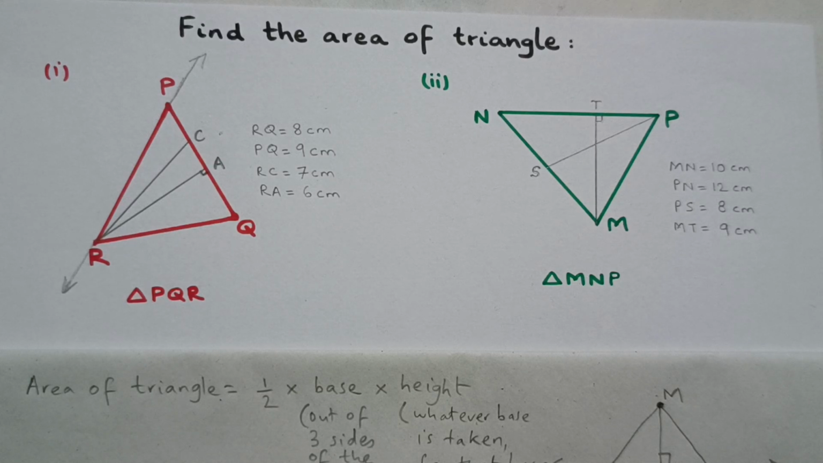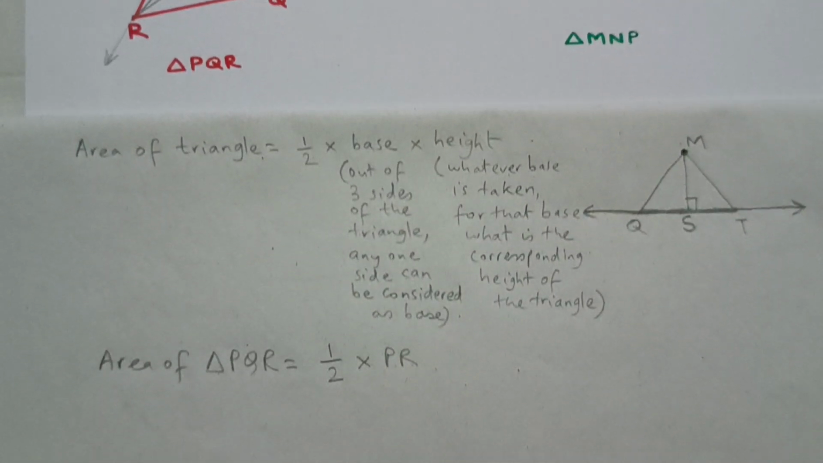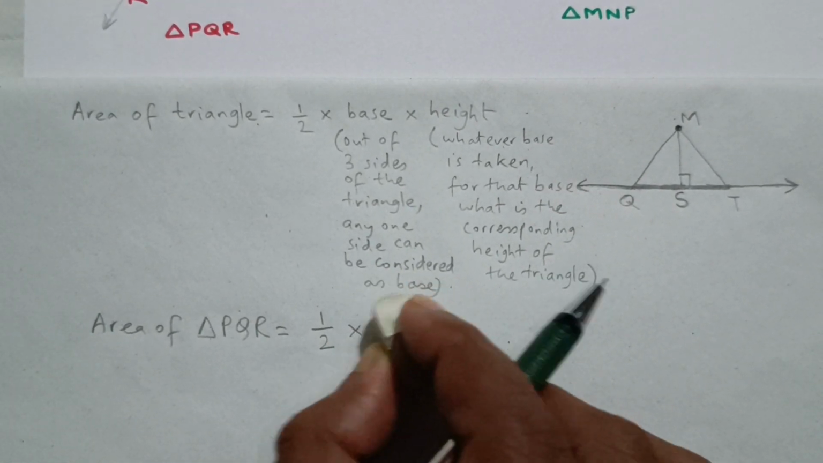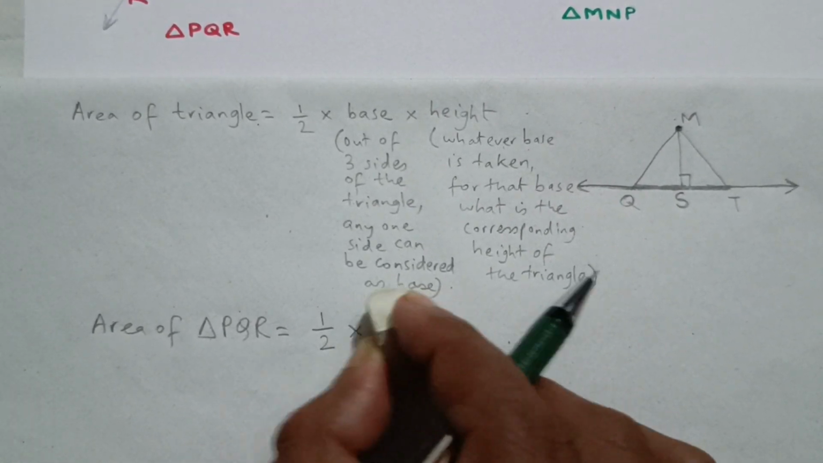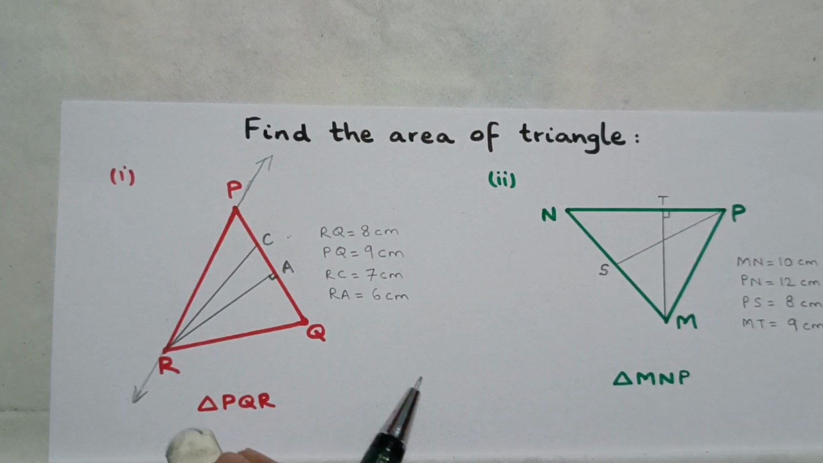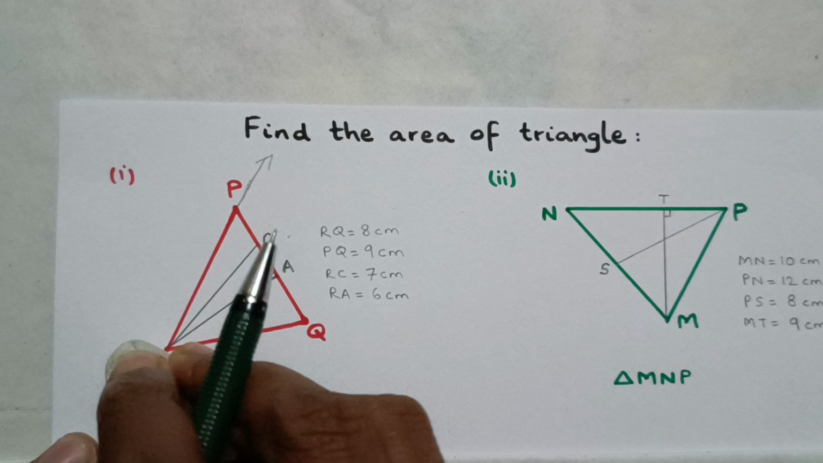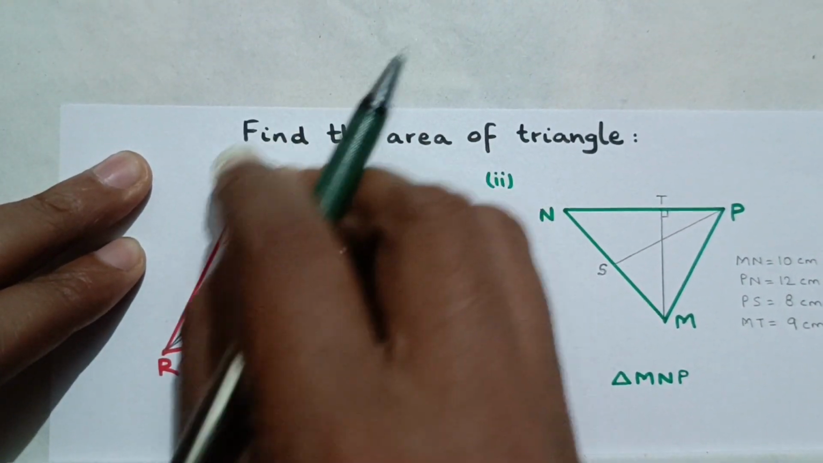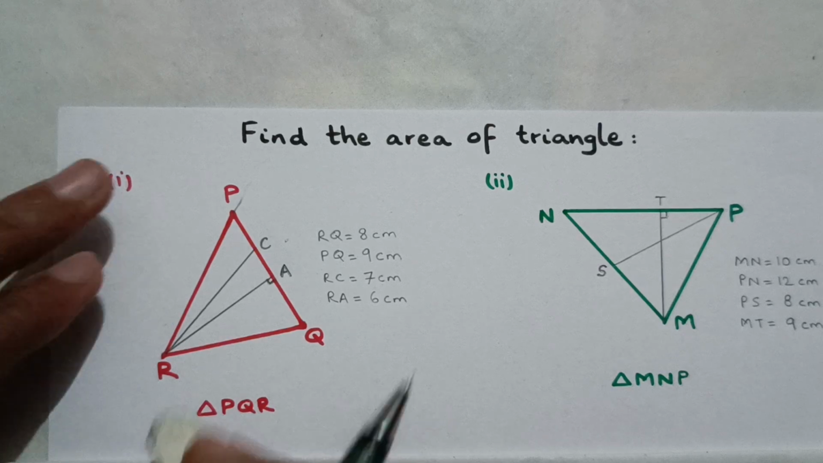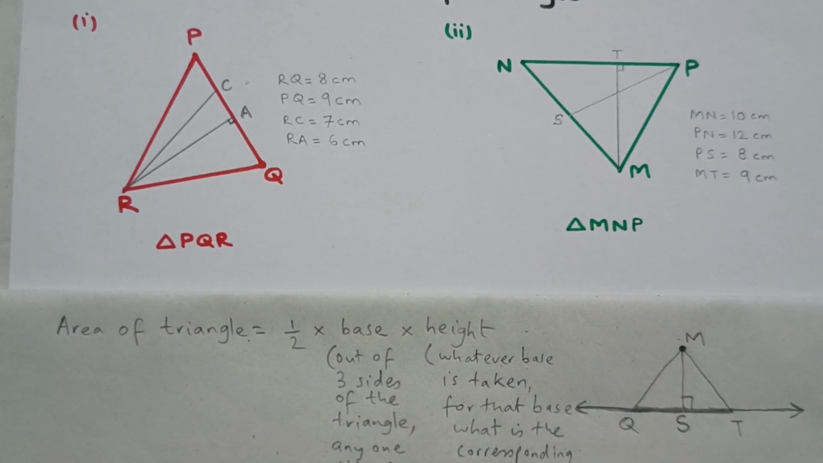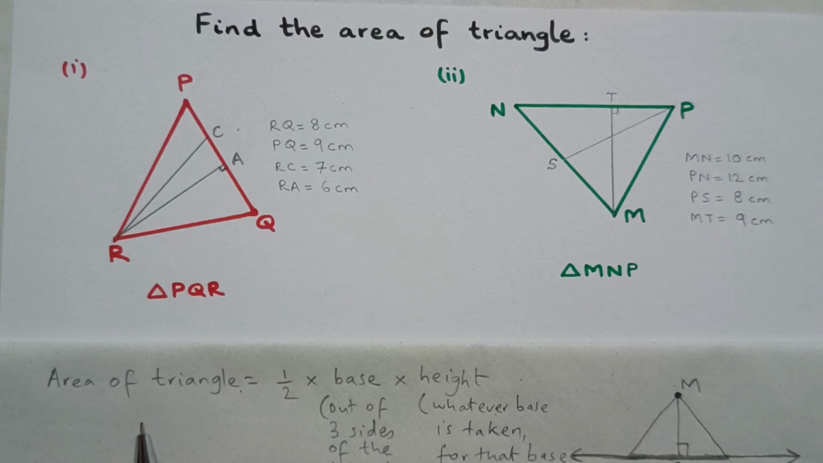So I won't take PR as the base. So let me rub it out. I won't take PR as the base because the value of PR is not given to us. So let me rub this also. Okay. So I can't take PR as the base because the value of PR is not given to us.